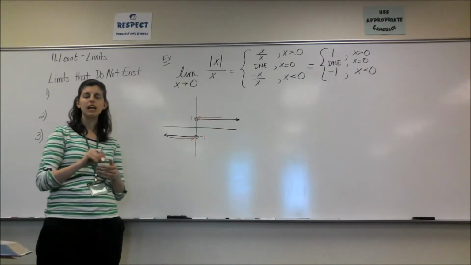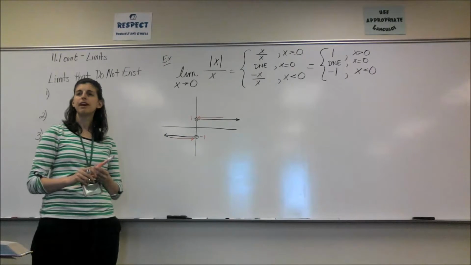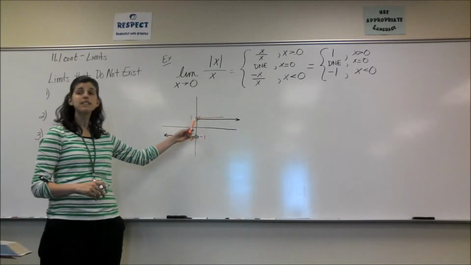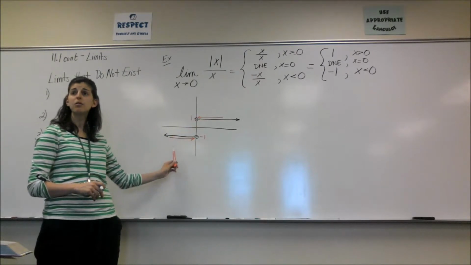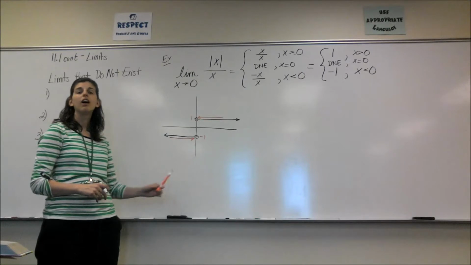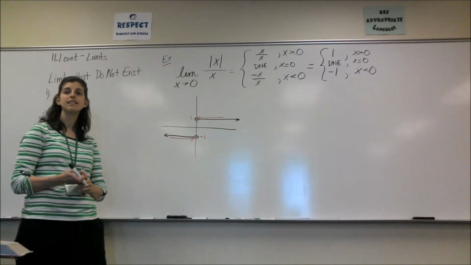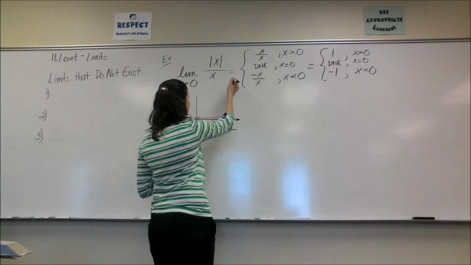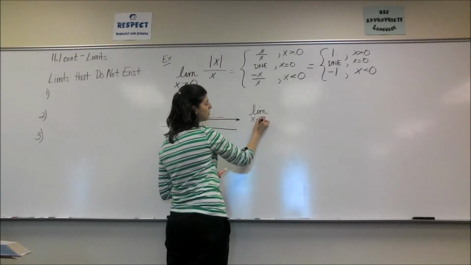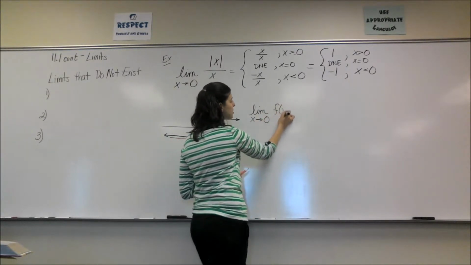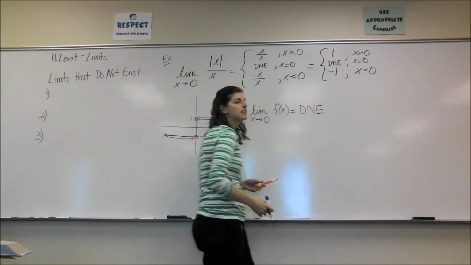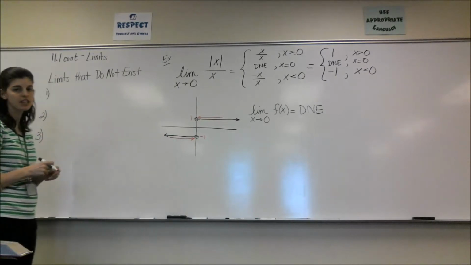So what do I say? What's my limit value? It's only 1 on the right side. It's negative 1 on the left side. The absolute value, no. Okay, so the limit does not exist. Okay, so this limit, the limit as x approaches 0 of this function does not exist. And we're going to put DNE for does not exist because I don't want to write it out 7 times.